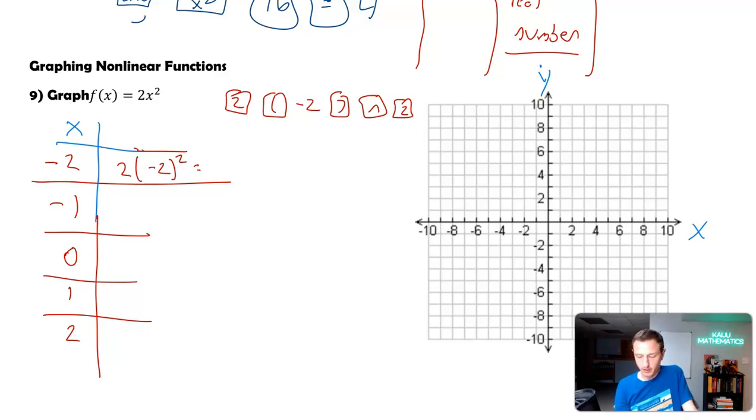But at the end of the day, no matter how you do it, you should get 8, because -2 squared is -2 times -2, which is +4, and +4 times 2 is 8. Or you can just do it in your calculator. Now -1: 2 times -1 squared. -1 squared is +1, since -1 times -1 is 1, and 1 times 2 is 2. So the first ordered pair is -2, 8, and the next is -1, 2. We'll graph them all at once.